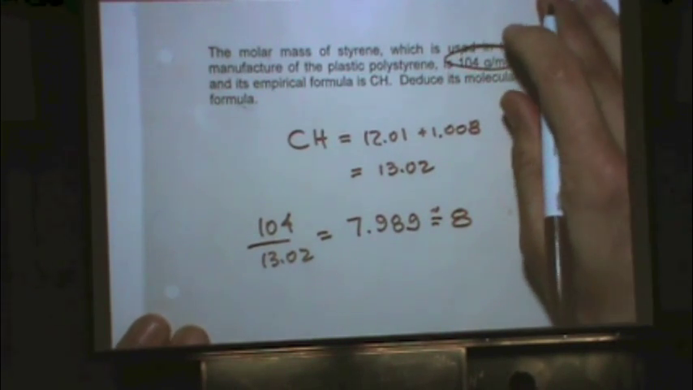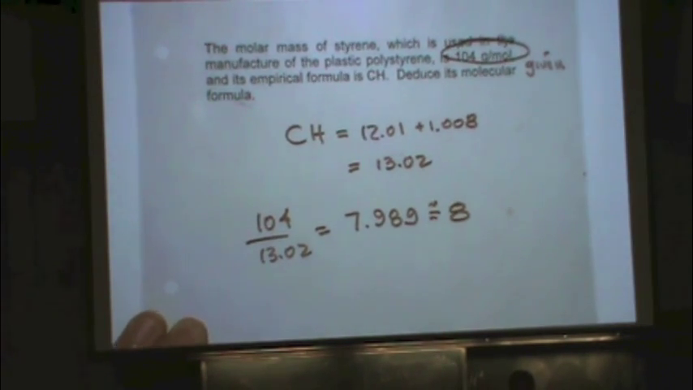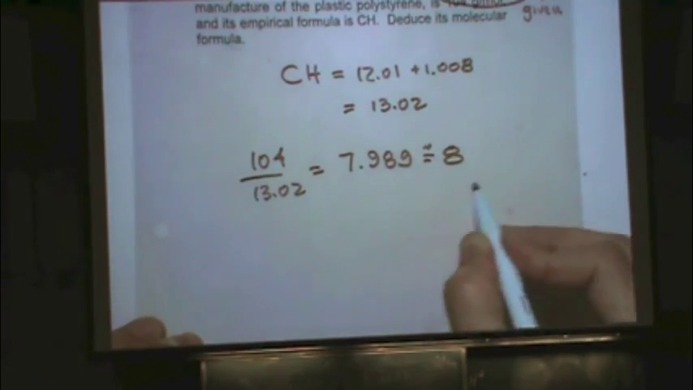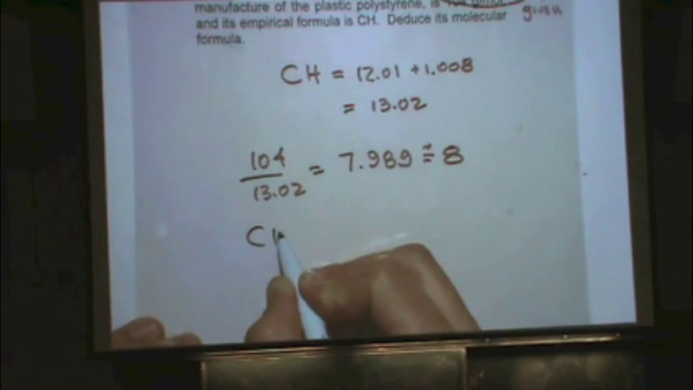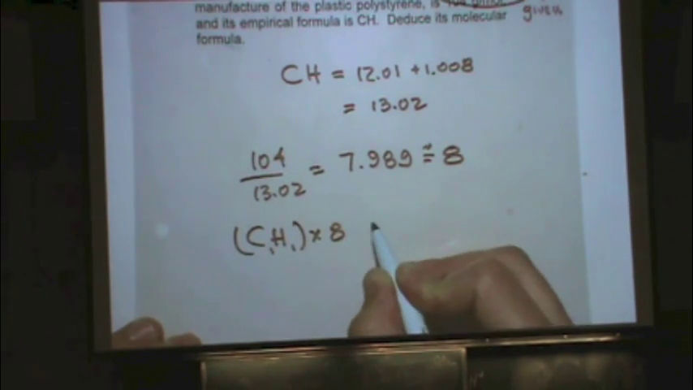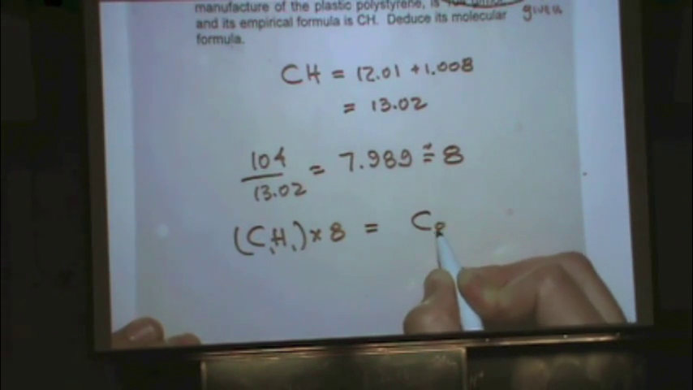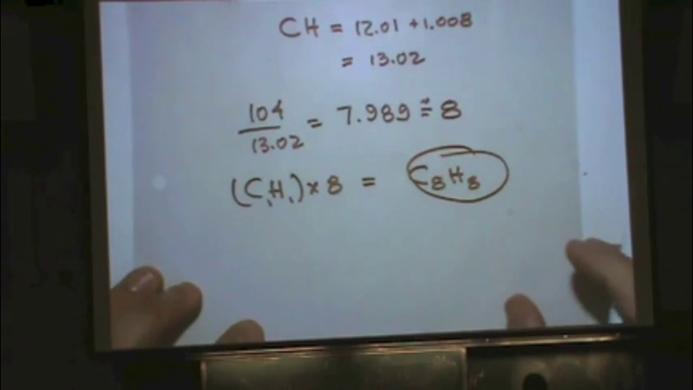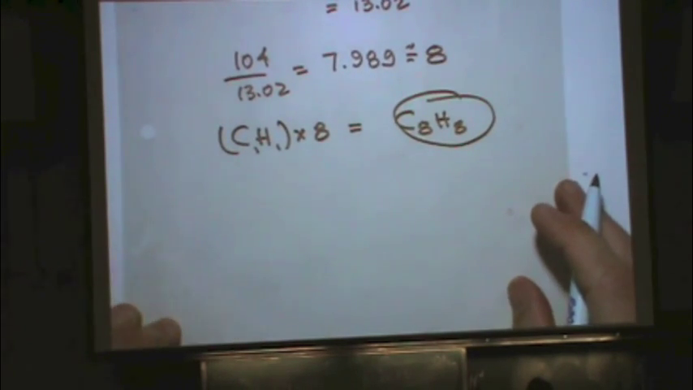You don't have to worry about sig figs when you're doing an empirical formula or a molecular formula problem. Don't worry about sig figs there. And so we got 8. That means we take CH, and there's one of each of those atoms, multiply the subscripts by 8. So the final answer is C8H8. Okay. So that's my molecular formula.